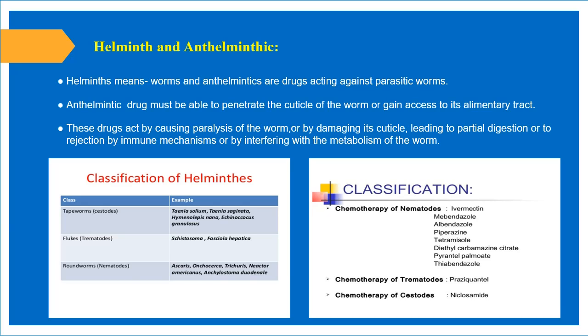Now, basically, to be an effective anthelmintic, a drug must be able to penetrate the cuticle of the worm. Cuticle is the covering, the skin or hard coat of the worm. Or it should be able to gain access to its alimentary tract so that it can disturb its metabolism. So this is a property for a drug to be called an anthelmintic drug.